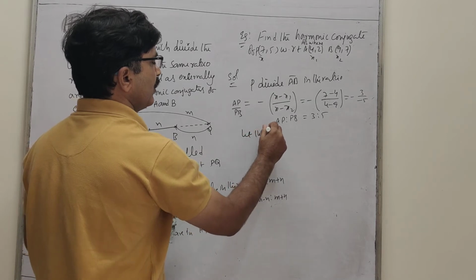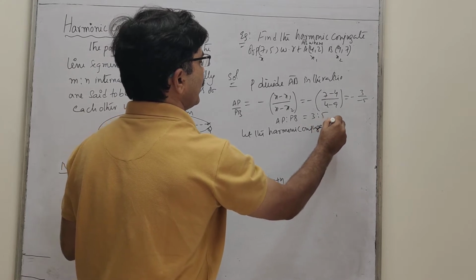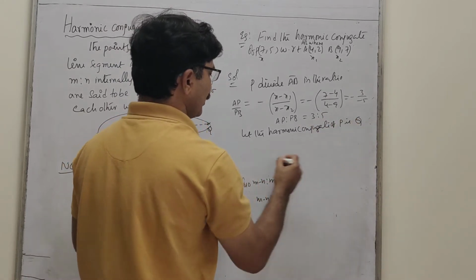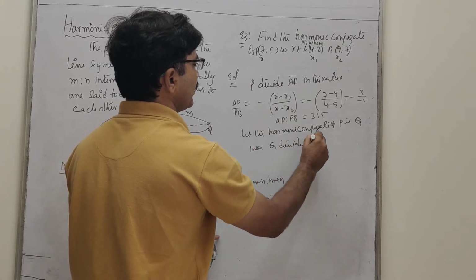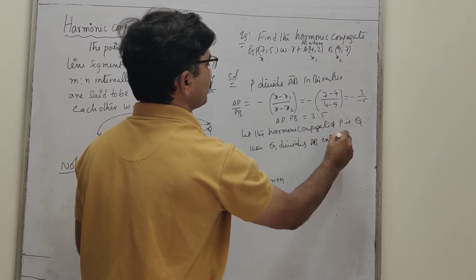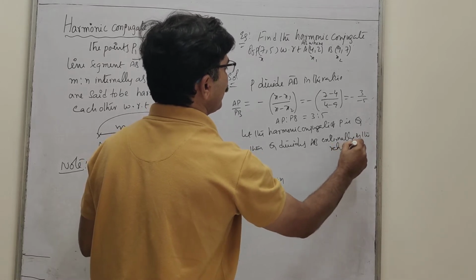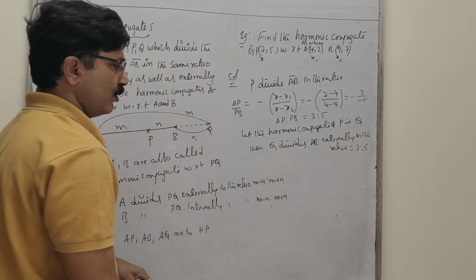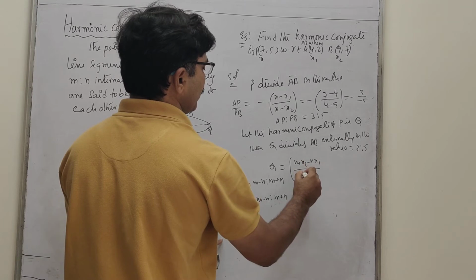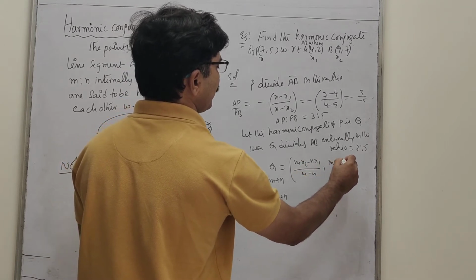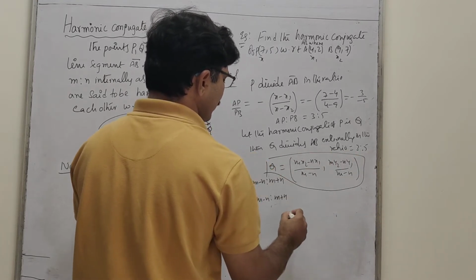Let the harmonic conjugate of P be Q. Then you can say that Q divides AB externally in the same ratio. The ratio is not going to change, 3 is to 5. Now the external formula you know very well. What is the formula here? (mx2 minus nx1) divided by (m minus n), (my2 minus ny1) divided by (m minus n). This is the formula. Now with the help of this I am going to find Q.